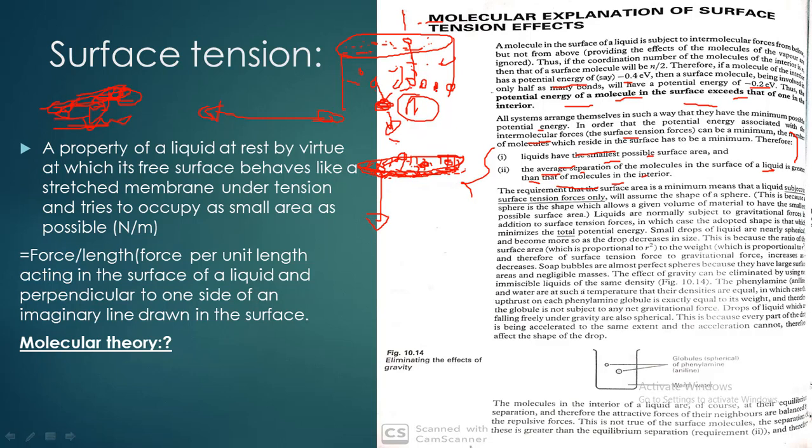inside the liquid is smaller kuliko on top, tumesema hapa average separation of molecules in the surface is greater than that of molecules in the interior. So it means the closer they are, the more the interaction. So if a molecule is here, utakuta kwa mfano ana face attraction huko, ana repel huko, as a result net effect inakuwa zero. Ana push huko, anakuwa attracted huko. So attracted huko, push huko, net effect inakuwa zero.